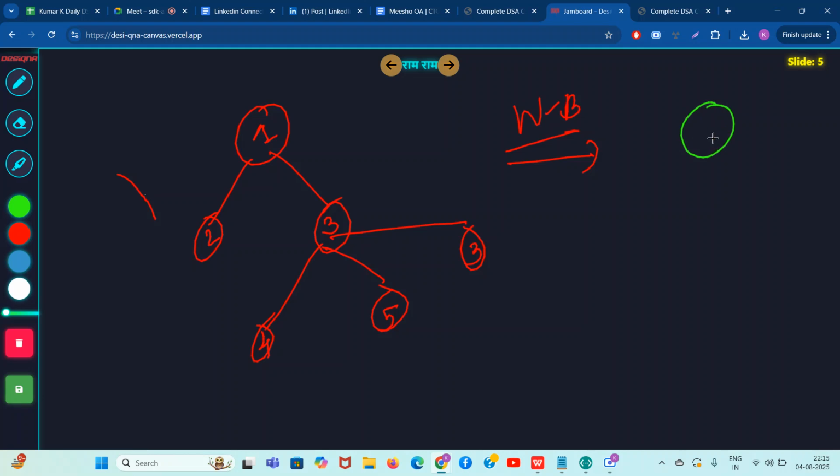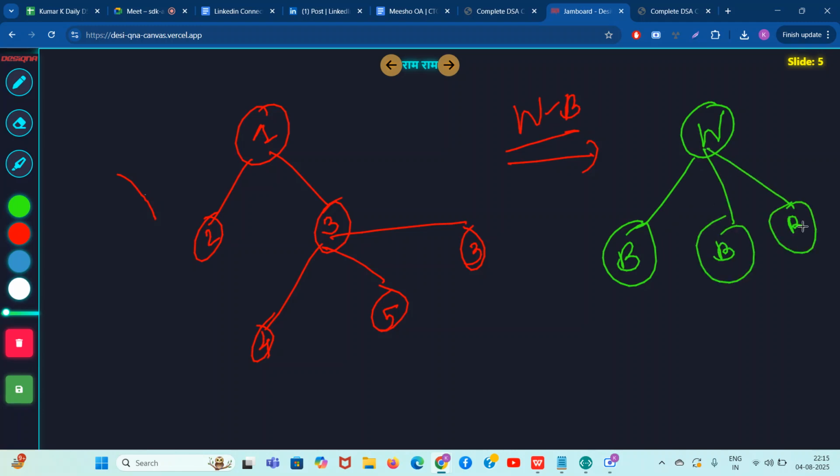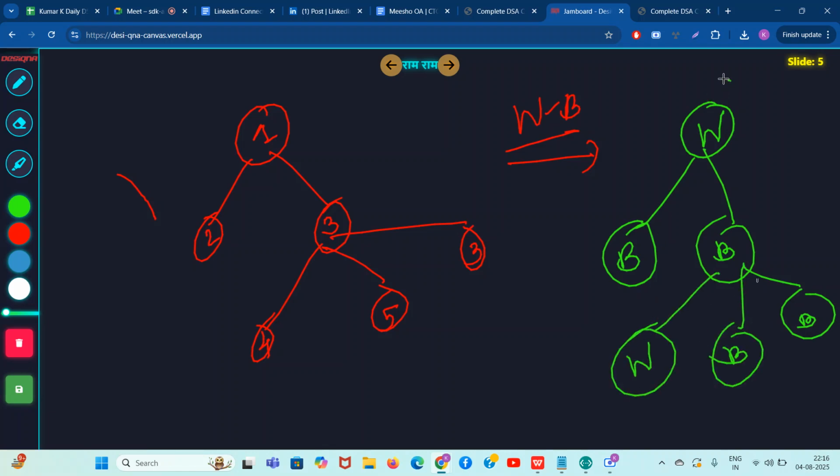You will understand that one is not a prime number, right? So this is a white node. This is a black node. Two is a prime number, so this is a black node. This is a black node. This is again a black node, and this, okay, sorry, I wrote incorrectly. This is three, so this is black. This is also black. This is also black, and this is a white node. So guys, I have converted the question to white nodes and black nodes.